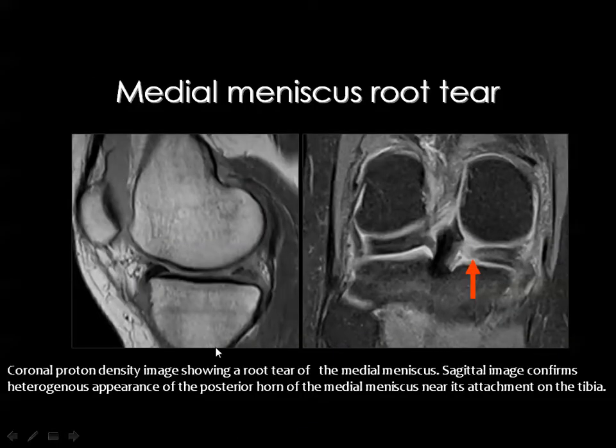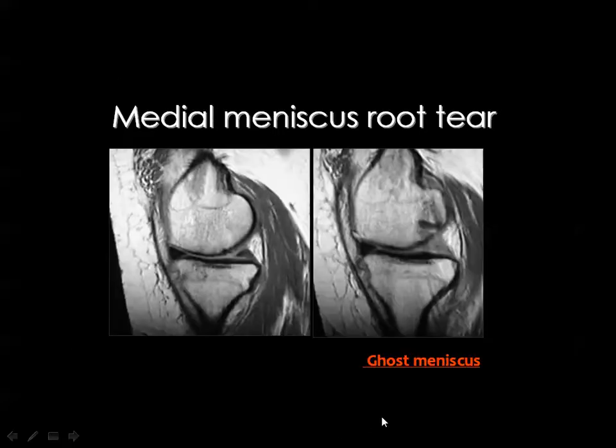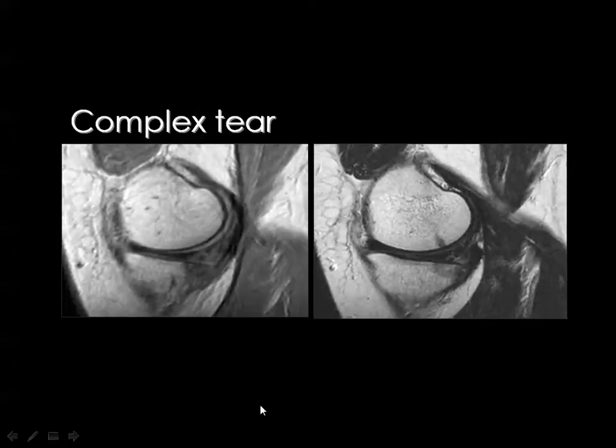And in the root tear, in the section close to the intercondylar notch, you see only the anterior horn and you cannot see the posterior horn. And after that, you see both horns of the meniscus. And this is an example. You see the anterior horn and you do not see the posterior horn. And after that, you see both horns. And this is known as root tear or ghost meniscus.